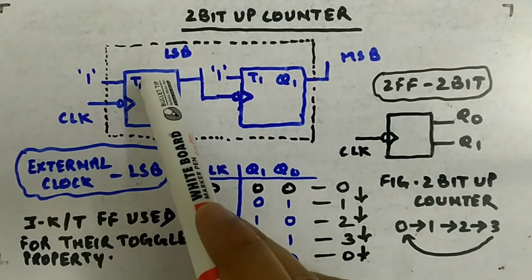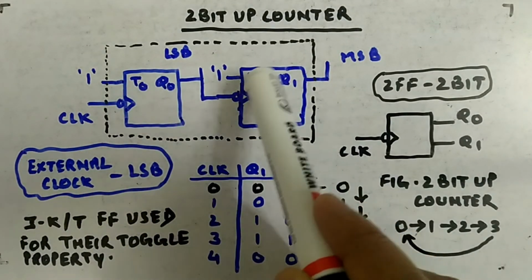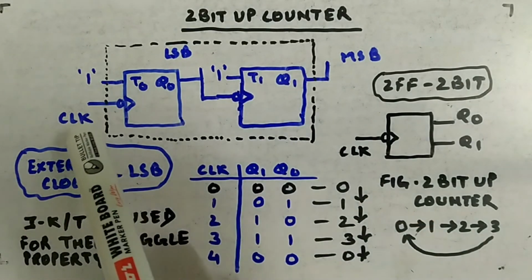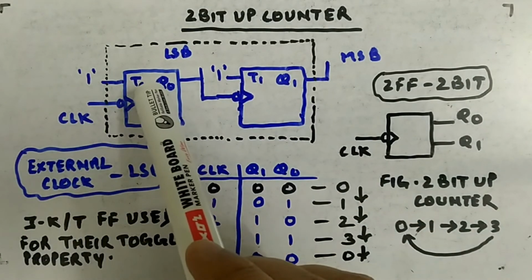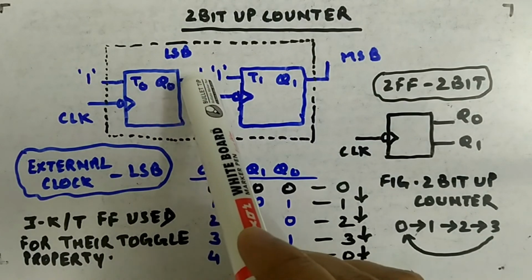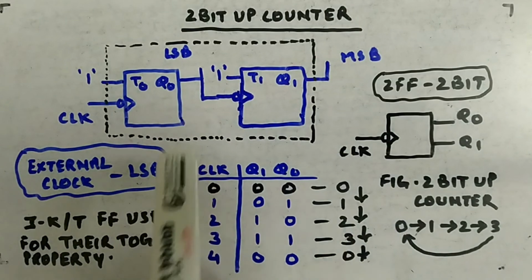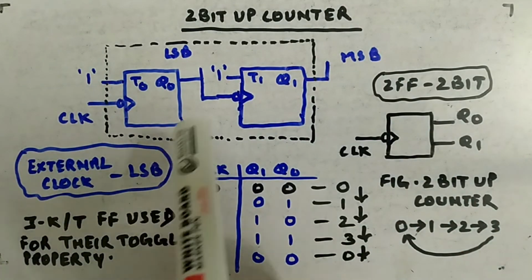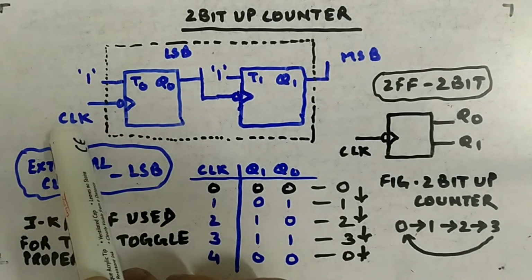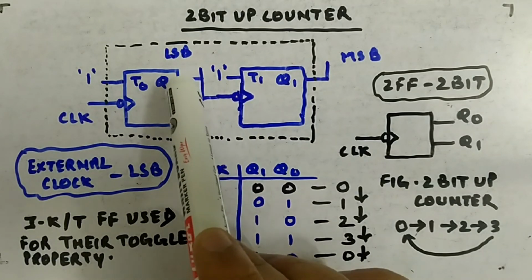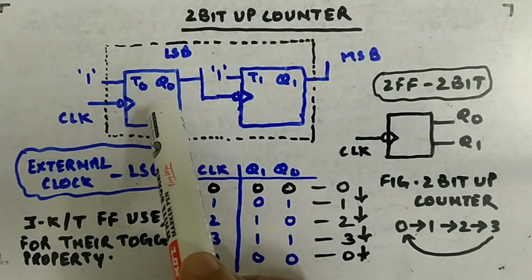Here you can see I have taken this T flip-flop, and another T flip-flop. I have given an external clock to this first one, and the output of the first flip-flop is given as the clock to the second flip-flop. With just nothing else, no extra circuitry. So this is the external clock, and this clock is given from the output of flip-flop 1.